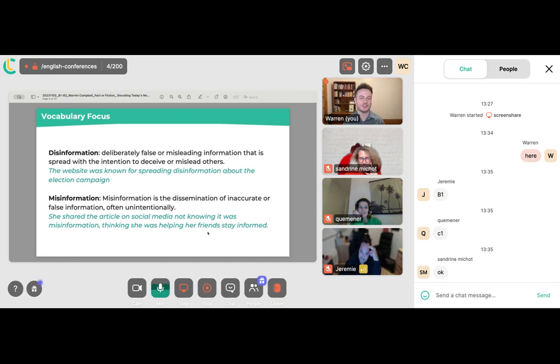Misinformation, a slight difference with this, okay? Misinformation is the dissemination of inaccurate or false information, often unintentionally. She shared the article on social media, not knowing it was misinformation, thinking she was helping her friends stay informed. So a very subtle difference there. Disinformation, deliberately false or misleading. Misinformation, usually unintentional.